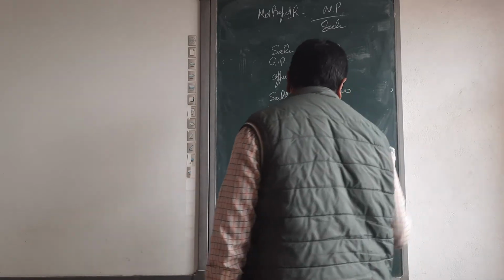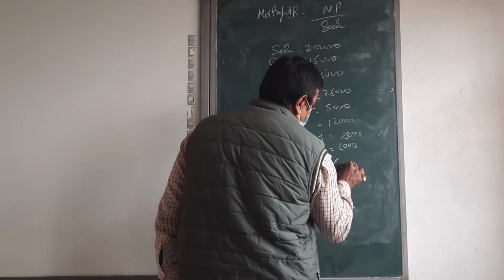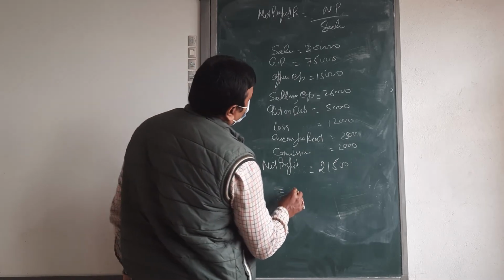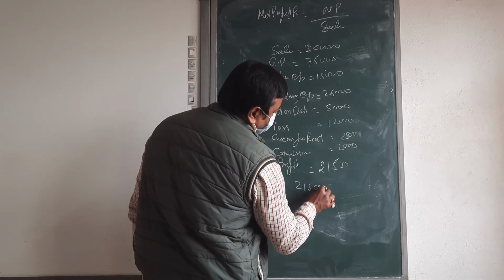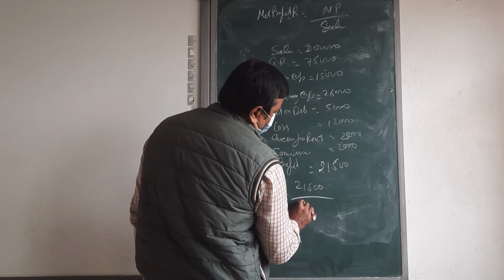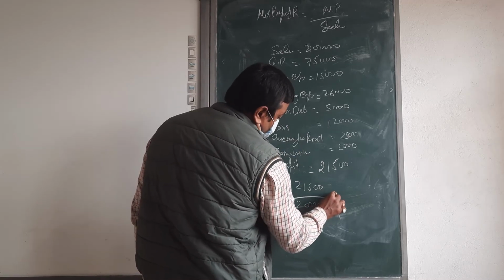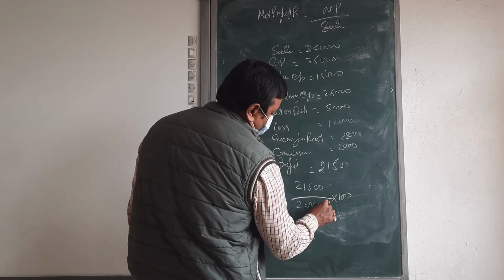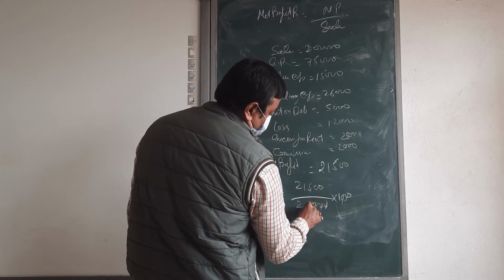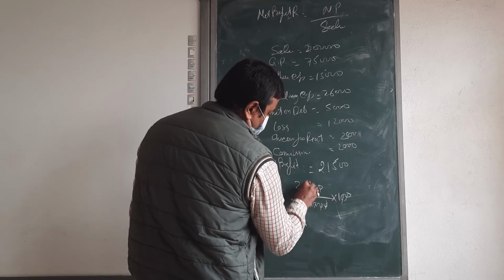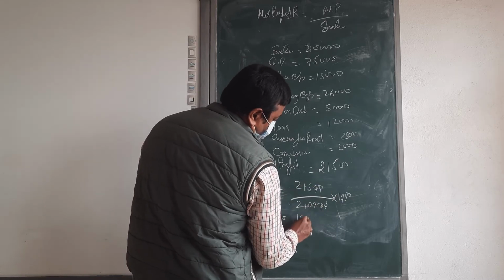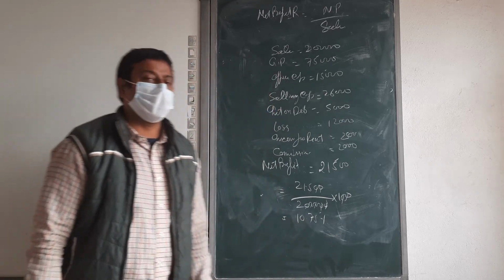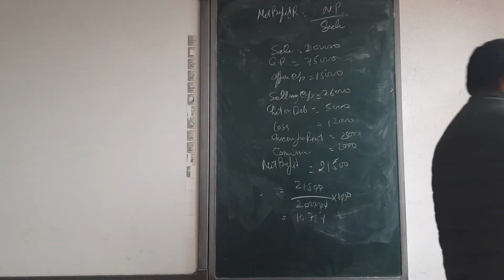21,500. That 21,500, and then going to calculate what? Net profit ratio. Net profit is 21,500 upon 2 lakh, 2 lakh into what was going? Percentage. 10.75%. Finished? One more is remaining.